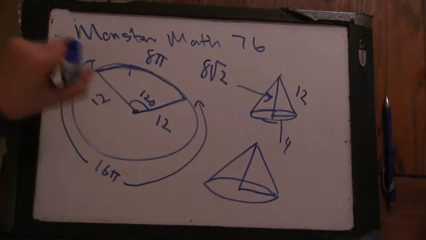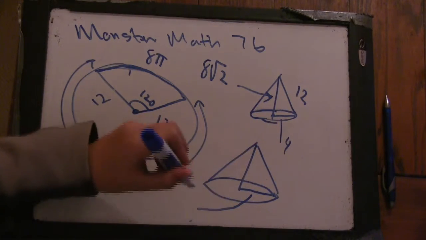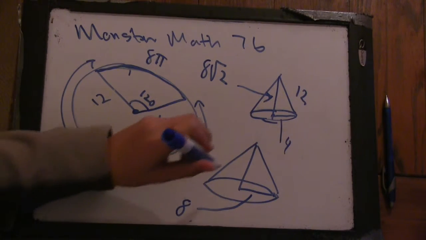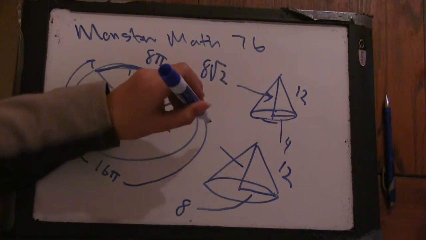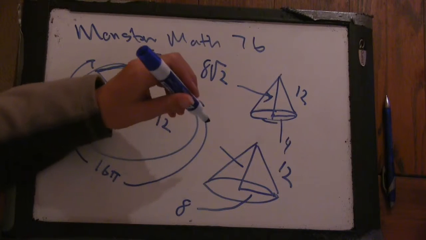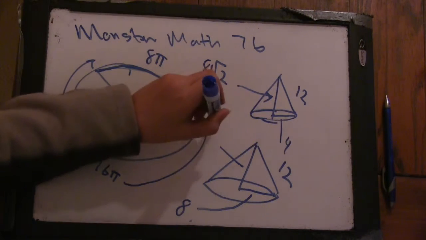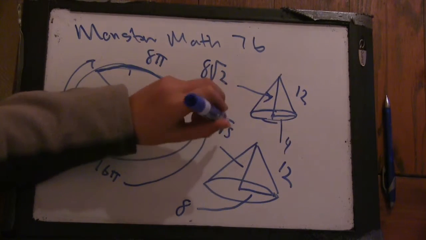In here, circumference of the base circle is 16 pi. Radius is 8. Slant height is 12 again. And so 144 minus 64 is 80, so the height is square root of 80, or 4 root 5.